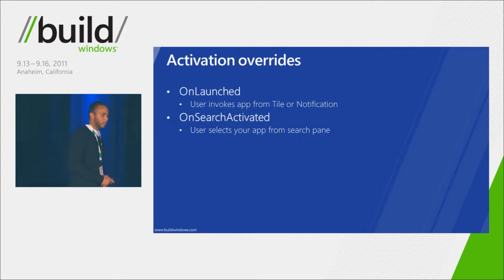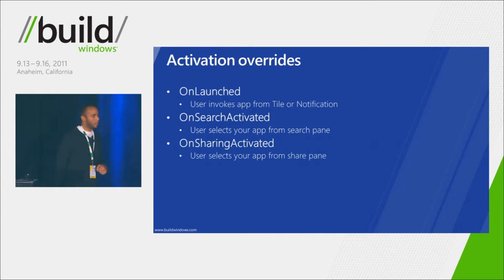You just saw on search activated, and this is when you've not been running, and your app has been activated through the search pane. At this point, you'll get this method override, and you'll have some event args on the query text of what you've been searched for. On sharing, this is the great scenario where I have data in app A, and I want to activate app B in a separate window and actually provide some UI to handle whatever data app A is providing me. This is your method override for that.